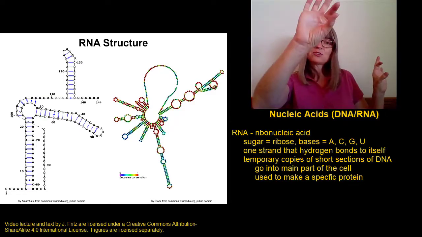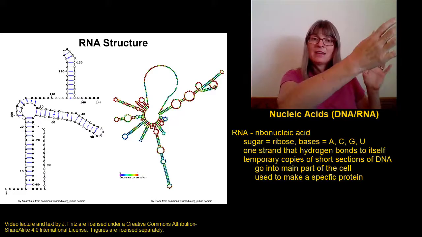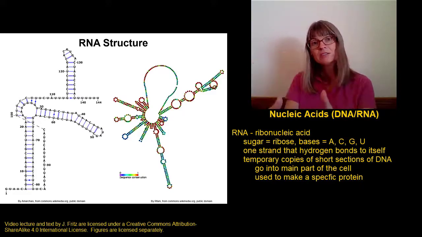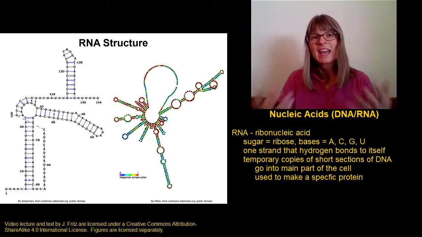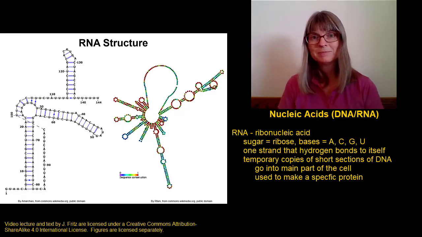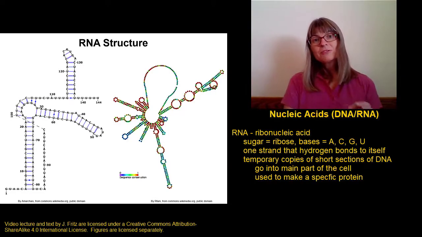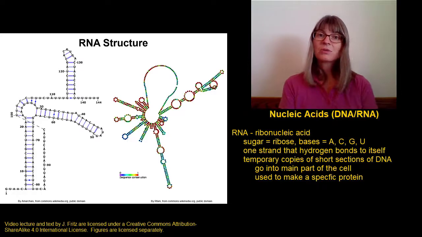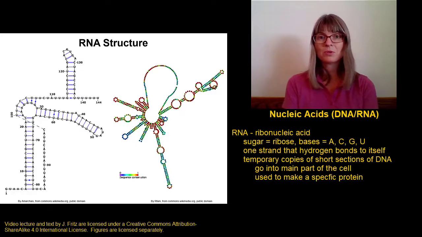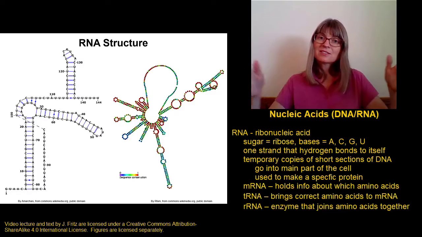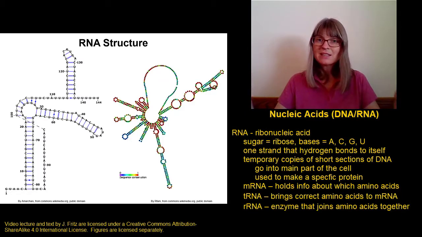So we'll copy a little section of DNA into RNA. That RNA copy comes out into the main part of the cell where it can actually be used to help make protein. We have 3 different types of RNA with 3 different important functions in making proteins. The mRNA, or message RNA, is the section of RNA that actually contains the information about which amino acids are going to go into the protein. So it's got the instructions for which amino acids we need.